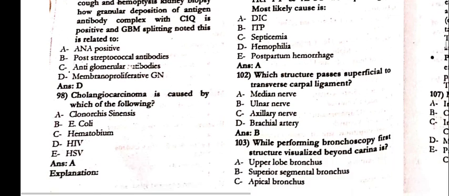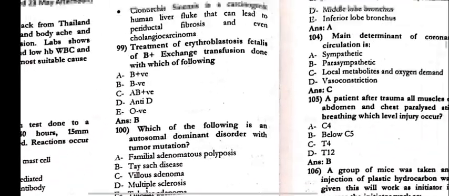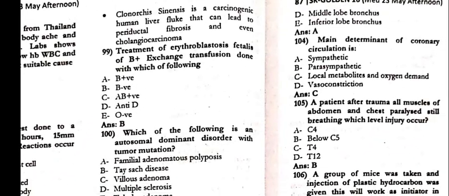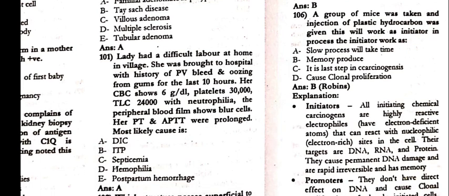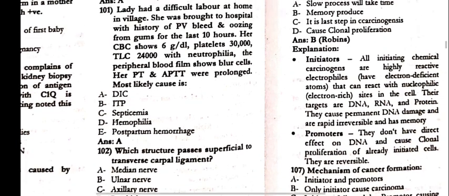Next is 98, cholangiocarcinoma is caused by which of the following? Clonorchis sinensis. Next, 99, the treatment of erythroblastosis fetalis in a B-positive baby is exchange transfusion done with B-negative blood. 100, which of the following is an autosomal dominant disorder with tumor mutation? That is familial adenomatous polyposis. Next, a lengthy scenario where PT and APTT are prolonged, it is DIC.